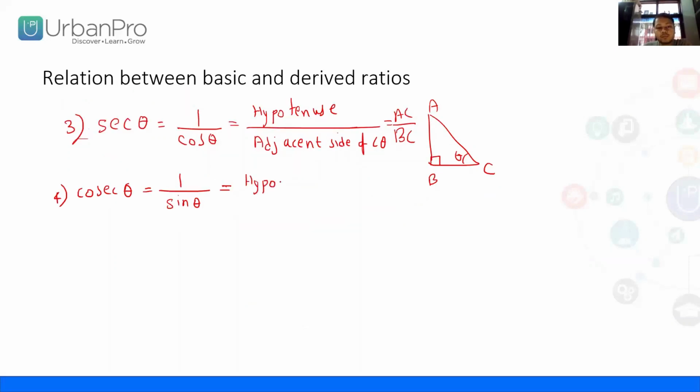So hypotenuse upon opposite side of angle theta. Now what is hypotenuse here? Hypotenuse is AC and opposite side of angle theta is AB. Got it? So basically, we can learn these ratios by one trick.